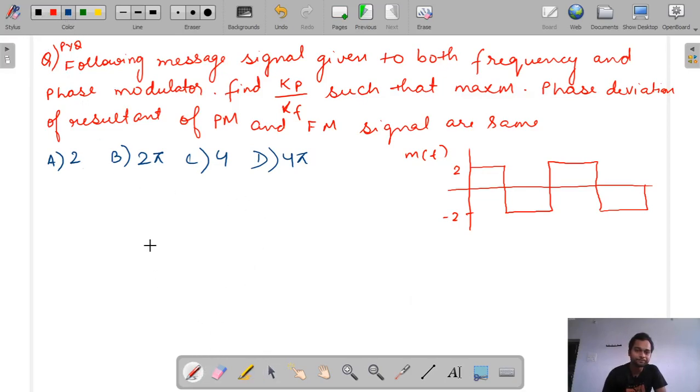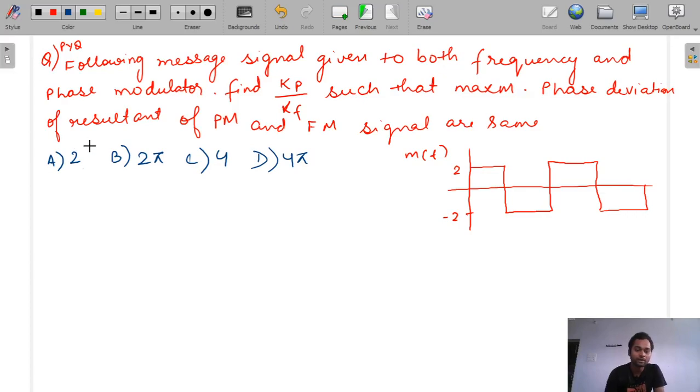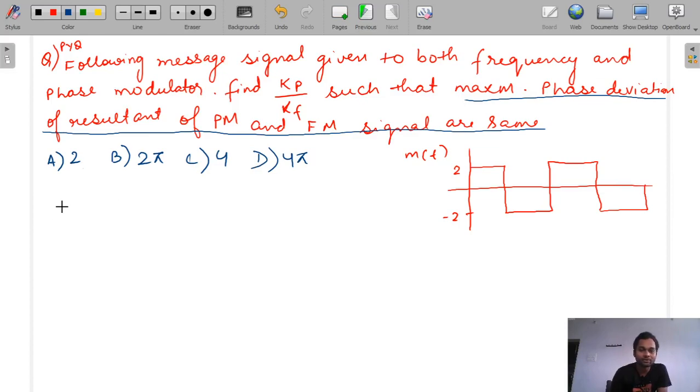So see, what is given: the maximum phase deviation of the resultant of PM and FM signal are same. Read the question twice. That is very important in the examination. So delta phi, that is the maximum phase deviation of PM and FM signal, are same. So delta phi of FM.